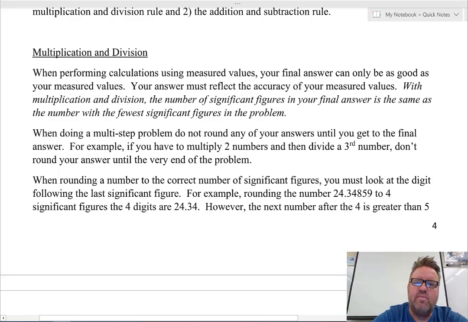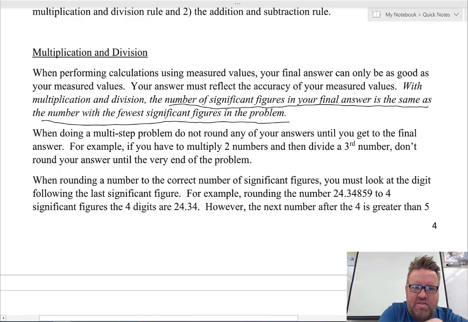Okay, so again, your answer can only be as good as your measurements. So with multiplication and division, how many numbers do you put in your answer? The number of significant figures in your final answer is the same as the number with the fewest significant figures. So whichever number has the fewest significant figures in the problem, that's how many go in your answer. Okay? So when you're doing a problem, don't worry about rounding until the very, very end. You don't round anything until the very end.